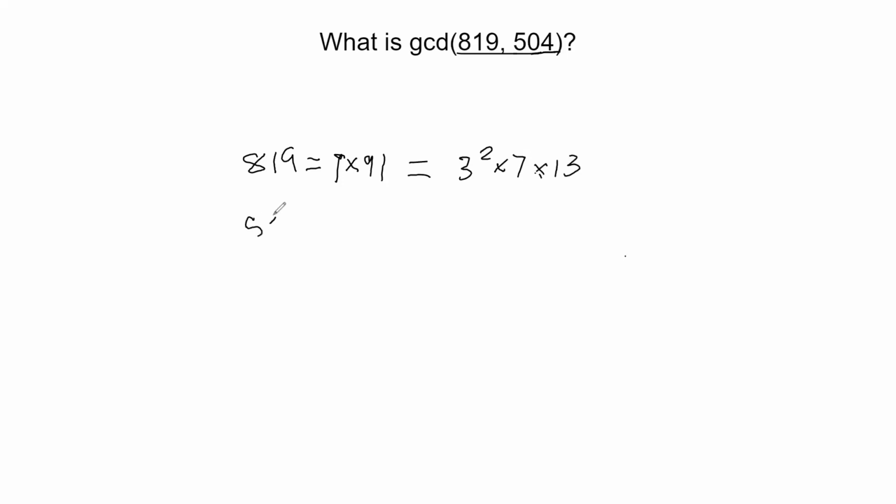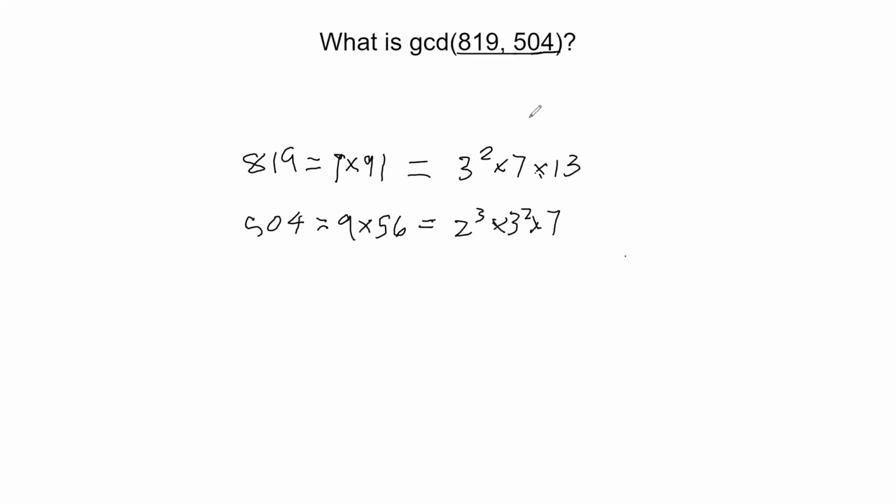And 504 is divisible by 9. It's also divisible by 4. So you can kind of choose which way to go, but essentially this is 9 times 56. And so this is just 2 cubed times 3 squared times 7. Because 56 is 8 times 7, 8 is 2 cubed.